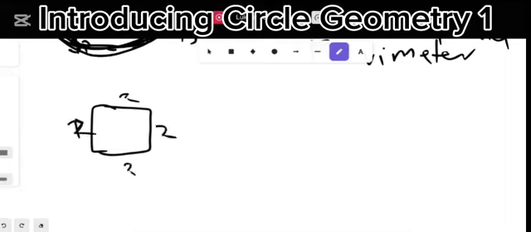And 2. They say find the perimeter. Perimeter means the total distance surrounding a shape. This distance from, we call it A, B, C, D. Distance A to B is 2. Distance B to C is 2. Distance C to D, 2.